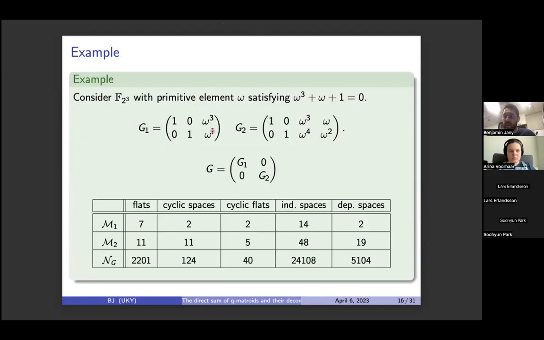Okay, so let's look at a quick example. We start with those matrices, induce some q-matroids from those matrices, and we get the following types of spaces. Okay, so one can notice that there are really few cyclic flats for q-matroids compared to the other types of spaces. For example, take the q-matroid induced by G here. See, there are only 40 cyclic flats for more than 2,000 flats, right? So the cyclic flats are a really small collection compared to other types of spaces.